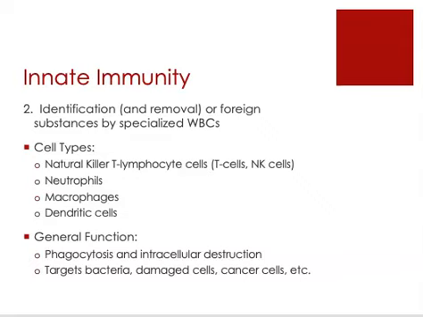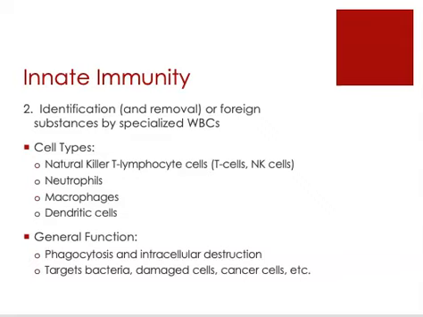It includes T cells of a variety of types, including what are called natural killer cells, neutrophils, macrophages, and a type of innate cell called a dendritic cell. The dendritic cell gets its name because it looks a lot like a neuron in that it has these projections of membrane coming off of it that look like dendrites.